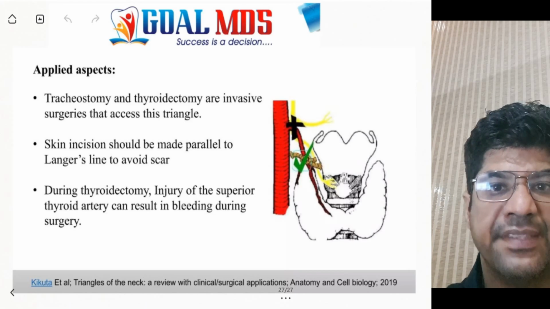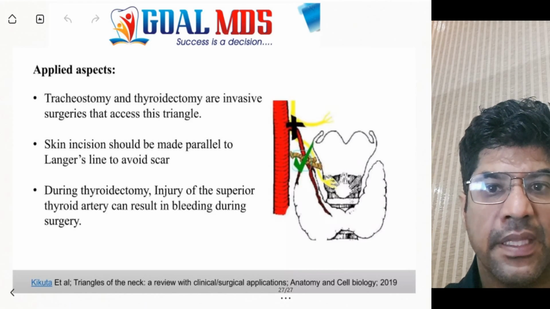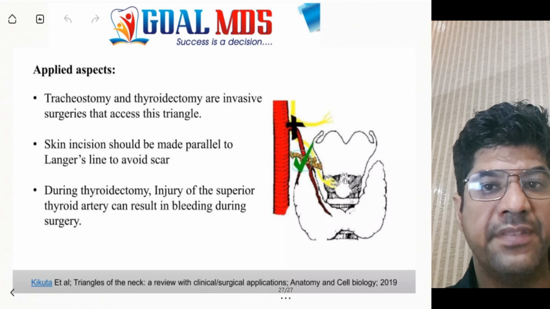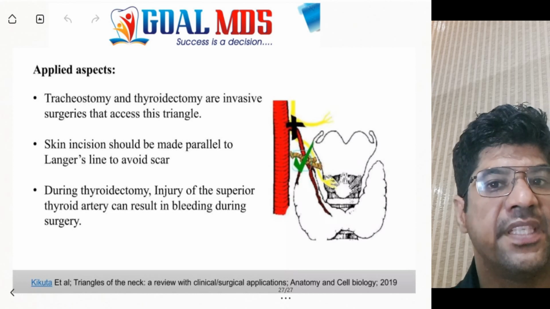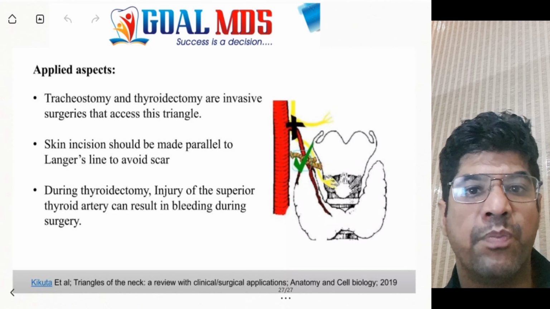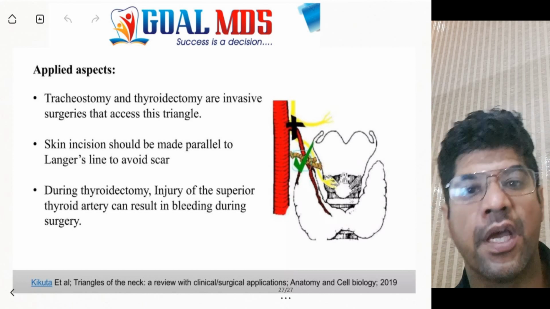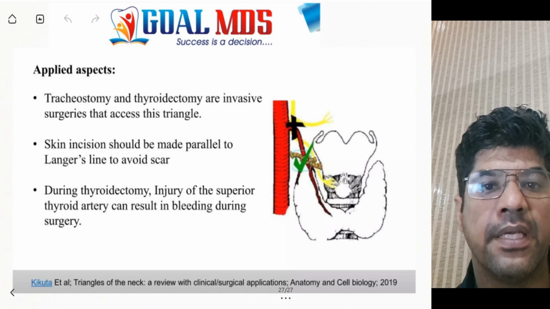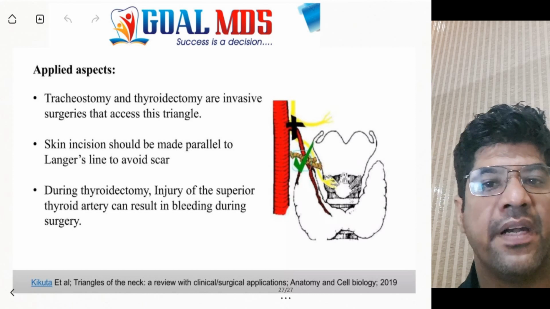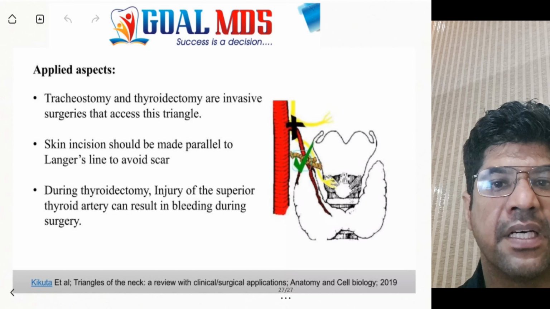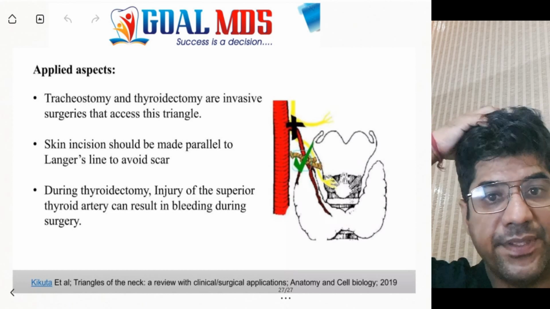So remember, these infrahyoid muscles are organized in two layers, superficial and deep. The superficial are the sternohyoid and omohyoid, while the deep are the sternothyroid and thyrohyoid. They receive their nerve supply from the ventral rami of the first, second and third cervical spinal nerves.